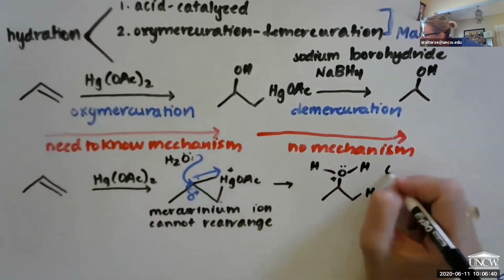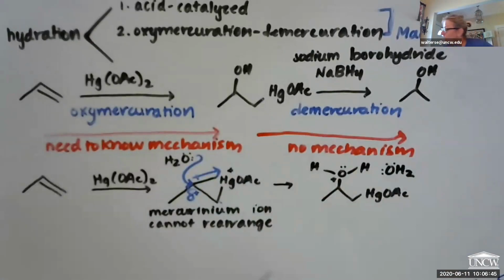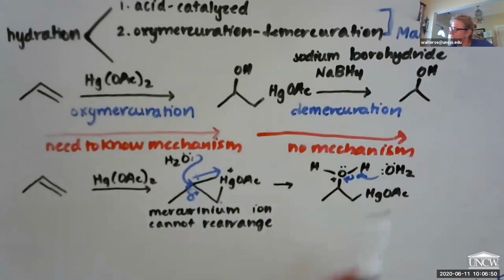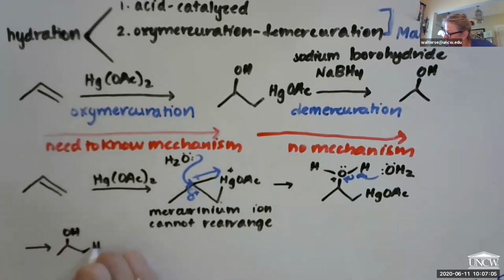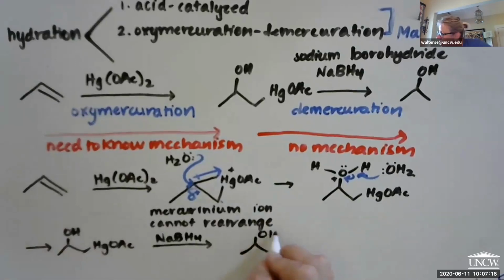Okay. And remember, you always have plenty of water in your system in order to do these proton transfers. So water will grab a proton, sigma electrons will go to the oxygen to get rid of that formal charge. We end up with our alcohol in the correct place, and then all we have to do at the end is treat that species with the sodium borohydride, and we end up with our alcohol product.